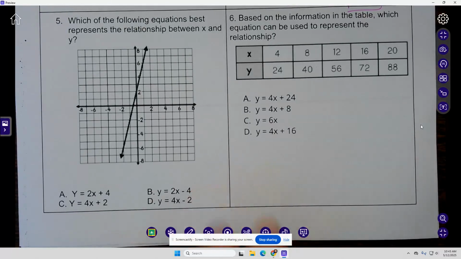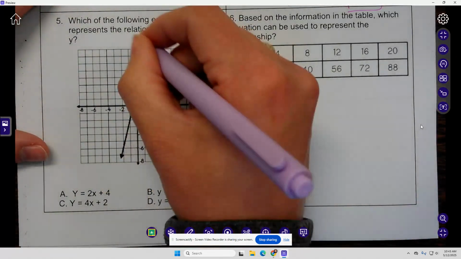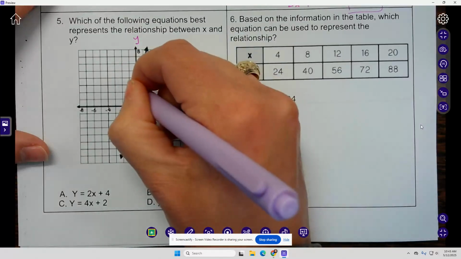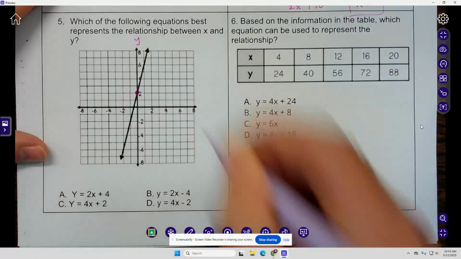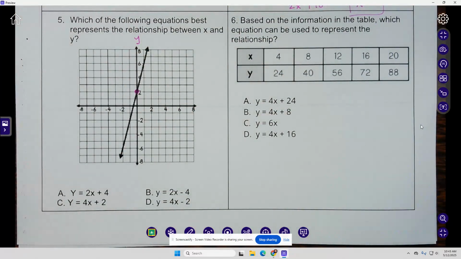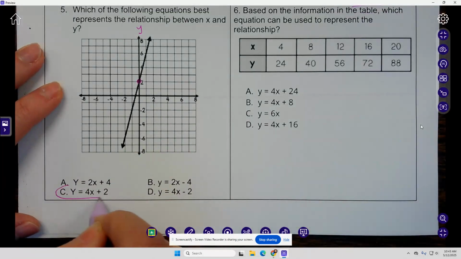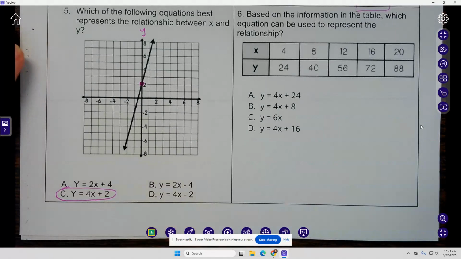Number 5, which of the following equations best represents the relationship between x and y? The first thing that you should have done is found the y-intercept, and that's going to eliminate a lot of your answer choices. So remember, wherever the diagonal line crosses the y, that's your y-intercept. So the y-intercept is plus 2. So if we look at all of our answer choices, the only one that has a plus 2 is C.